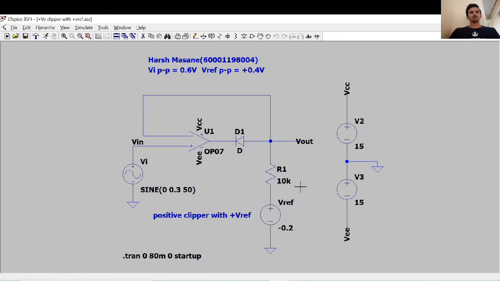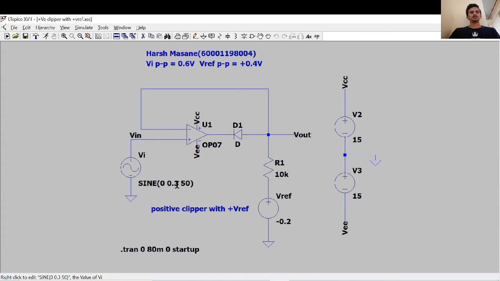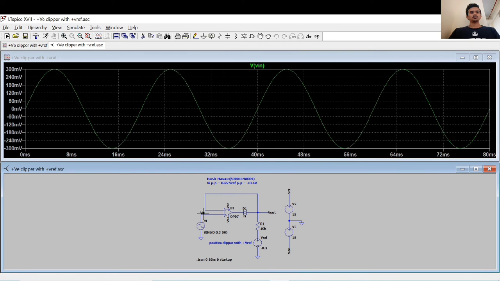Positive clipper. Okay, so this is my positive clipper. Similarly, I am giving 0.6 volt peak to peak, and my Vref is 0.4 volts peak to peak. So let's see if the output gets clipped or not. So here is the input. As you can see, I have taken Vref as minus 0.2. So I get only the minus 0.2 to minus 0.3 volt at the output, and the other waveform gets clipped.